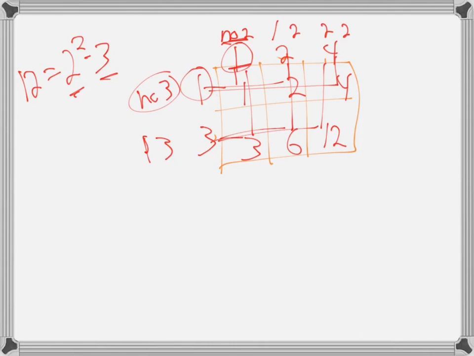Maybe the 1 is confusing. Let's try another one. What if I started with a number like 20? So let's break down 20. 4 times 5, that's going to be almost the same thing. So it's 2 squared times 5. That's the building blocks, the primes of 20.